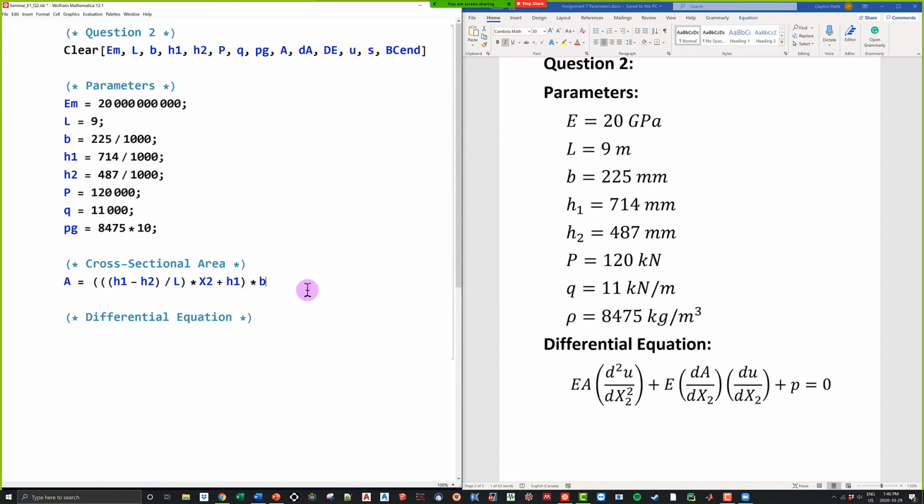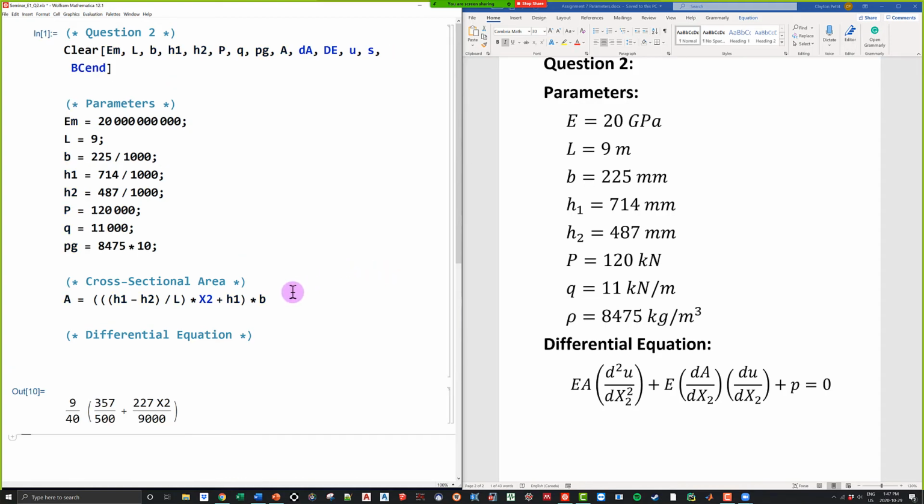So what do you guys think? Did I do this correctly? I know it was a lot to take in. I did it a little bit fast, but I'll give you guys a hint. This is for sure correct. But is my slope correct? Let's put it that way. Is my slope correct for this beam?